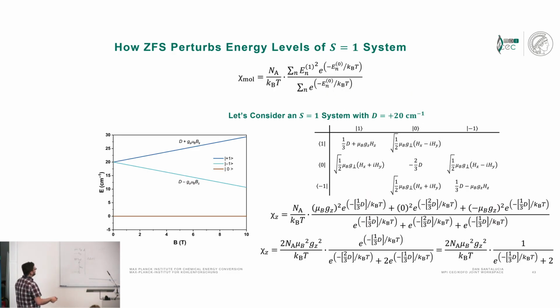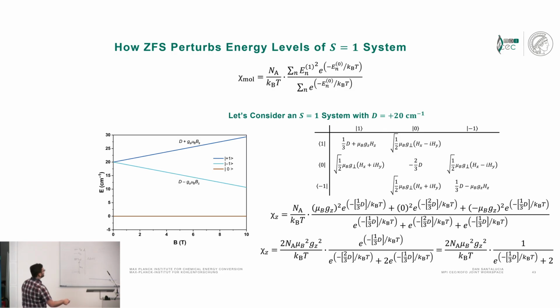Here's my matrix, and here's my Van Vleck formula neglecting Van Vleck paramagnetism. Let's plug and chug. First of all, these Zeeman coefficients squared, that's going to be like mu B g z squared. Here's the first one. The second one doesn't have a Zeeman component, that gets squared. The third one is minus mu B g z squared. Now let's add the zero field splitting component, so e to the minus 1/3 D over kT. But then we have the minus 2/3. This is a zero term, and then we sum up in the denominator.